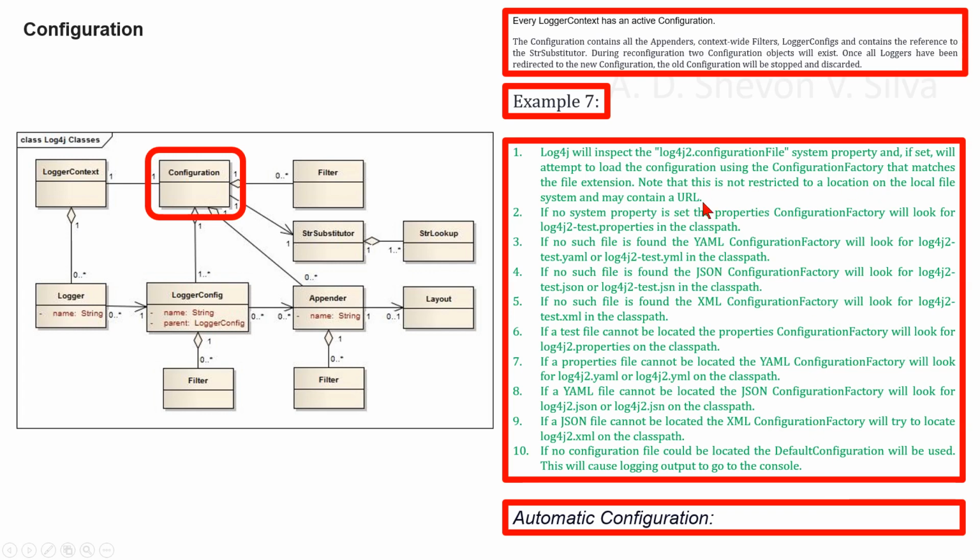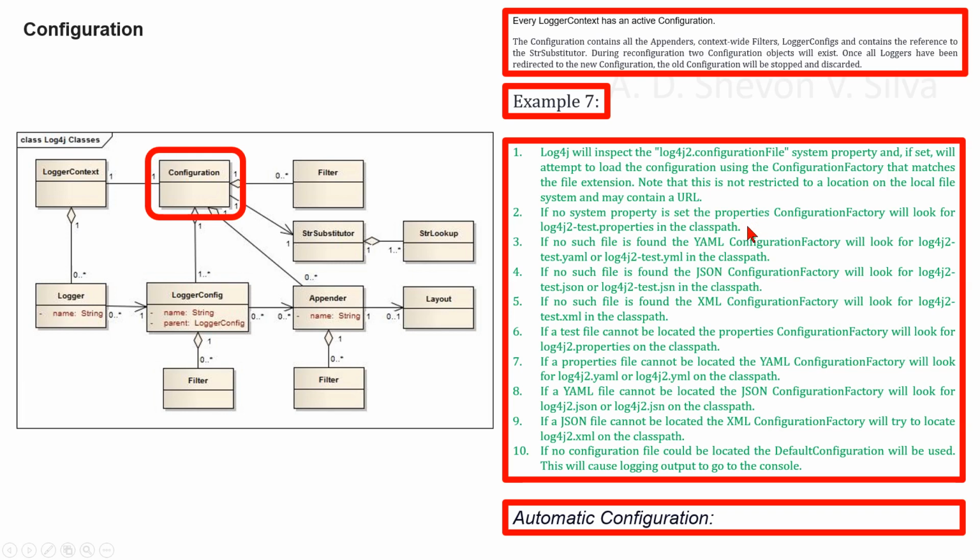Step 1. Log4j will inspect the log4j2.configurationFile system property, and if set, will attempt to load the configuration using the ConfigurationFactory that matches the file extension. Note that this is not restricted to a location on the local file system and may contain a URL.